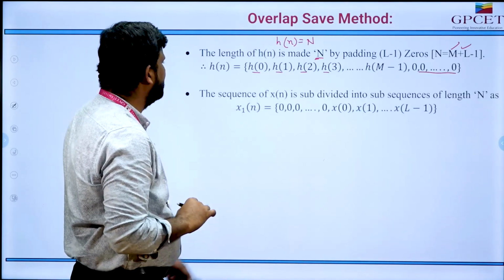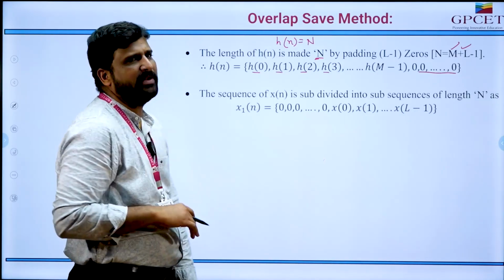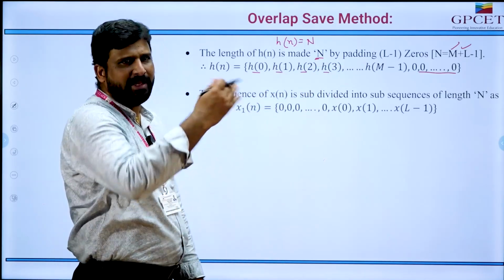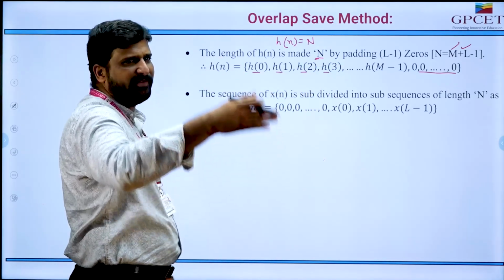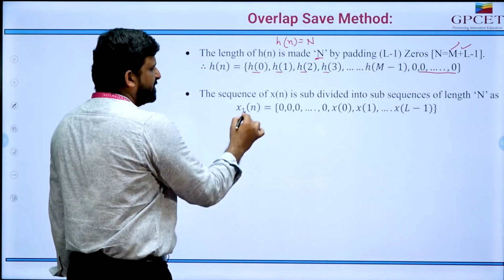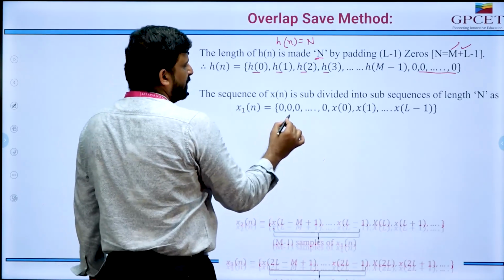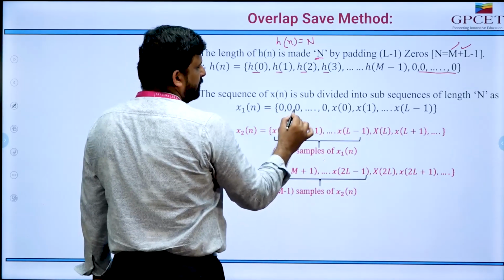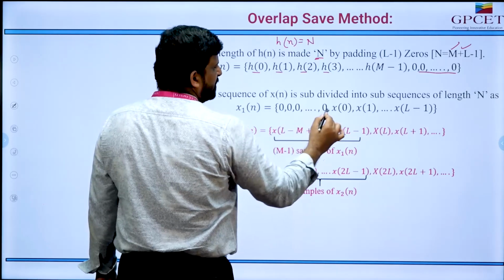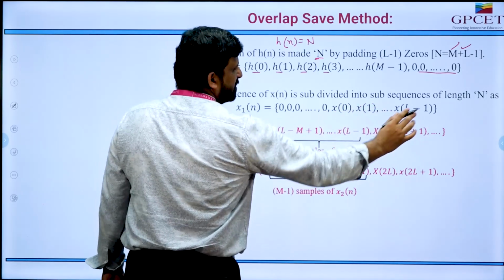Now next, what happens? How are the sequences subdivided? If you see previously, after subdividing all the x of n into L samples, we get x1 of n, x2 of n, x3 of n, like this. So how are we going to subdivide? First one, x1 of n is equal to 0, how many zeros? It is M minus 1 zeros. So zeros, then x of 0, x of 1, and so on, up to x of L minus 1.